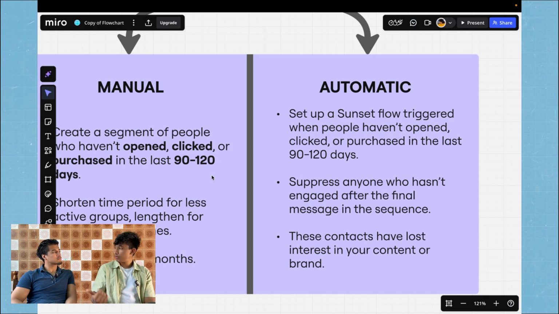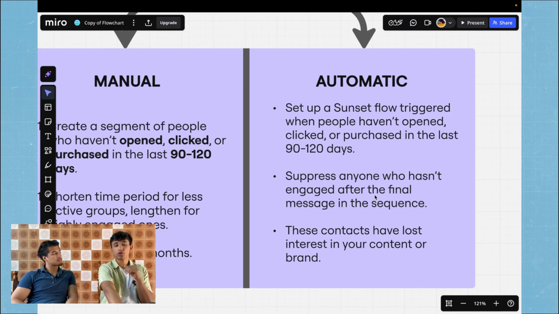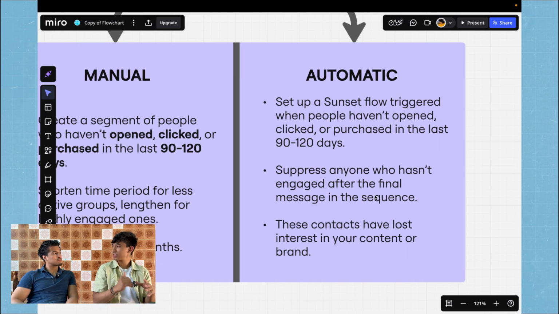So if you haven't opened an email in 120 days, you haven't engaged with the brand, you automatically get entered into the flow. I'll go more in depth in the full section, but it's just saying, hey, I know you haven't opened the emails in the last 120 days. Here's 20% off if you want it, and if they still don't engage, it automatically filters them out. You can make the filter suppress anybody who hasn't engaged after the final message in the sequence. So after they get the very last email in the flow, it automatically kicks them out. These contacts have lost interest in your content or your brand.